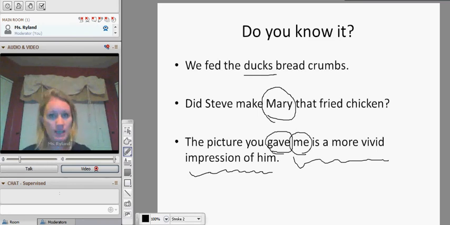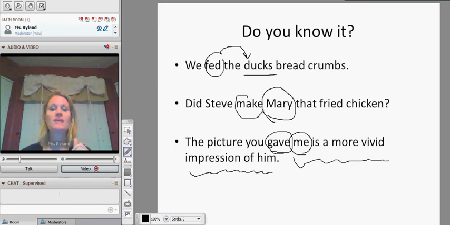This one's a little tricky. Like I said, rewind if you need to go back to that. You're always looking for after the action verb. And it's going to answer the question for who or for what? You fed who the breadcrumbs? The ducks.